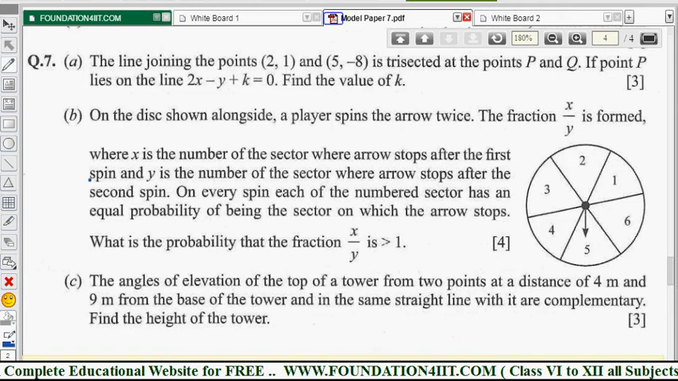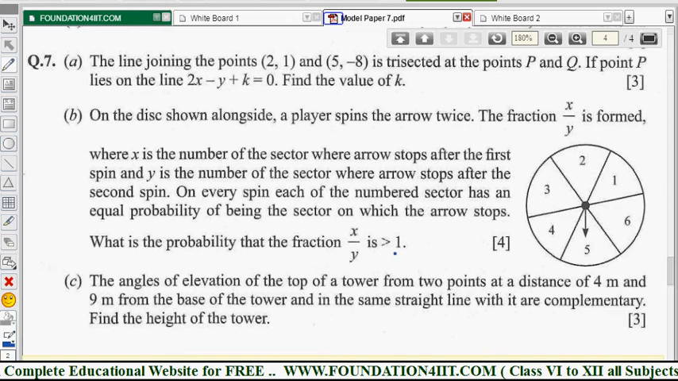This is from probability. On the disc shown alongside, a player spins the arrow twice. Numbers are printed 1 to 6 in equal sectors. A fraction x by y is formed, where x is the number of the sector where the arrow stops after the first spin and y is the number of the sector where the arrow stops after the second spin. On every spin, each numbered sector has equal probability, because the area is equal. When the arrow stops, what is the probability that the fraction x by y is greater than 1?